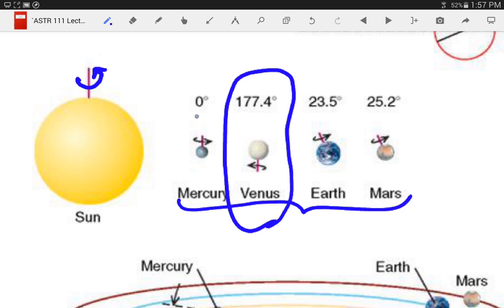Mercury has no tilt because Mercury is in a locked orbit. And Venus has almost a 180-degree tilt, which basically means Venus is orbiting backward. It's only 2.6 degrees off of orbiting backward. And so the question is, why?